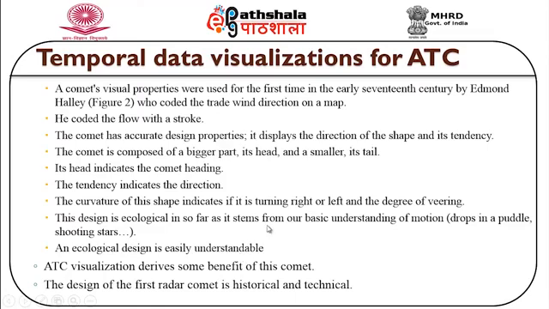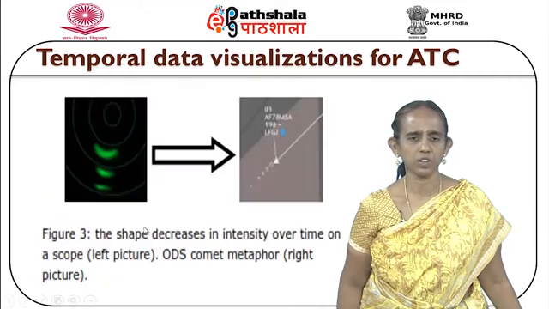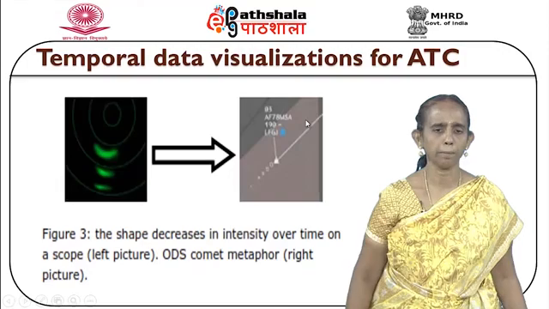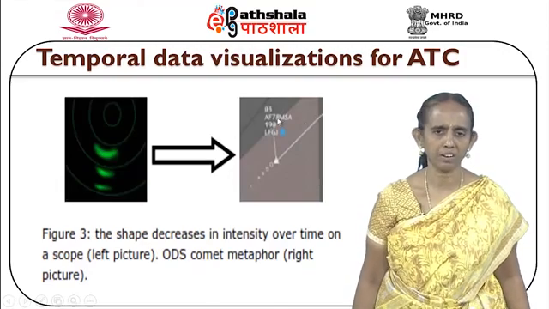So this kind of air traffic control visualization derives some benefit of this comet, and the design of the first radar comet is historical and technical in nature. So this is the figure that shows that the shape decreases in intensity over the time on a scope. This is a comet metaphor which is being shown on the right hand side.